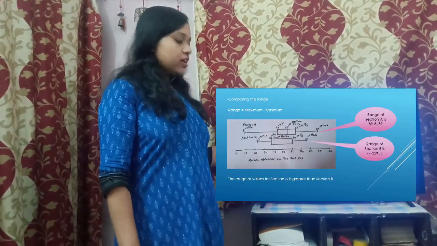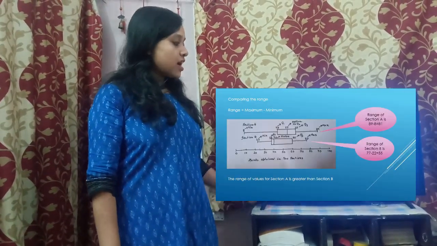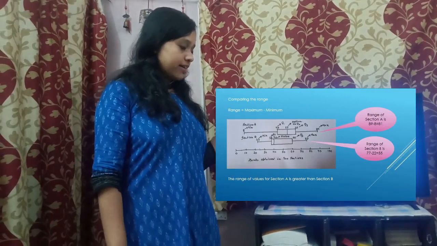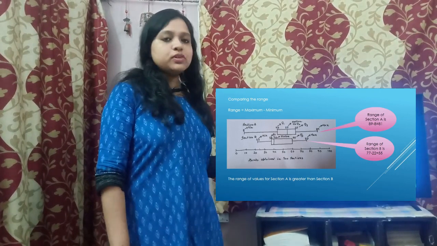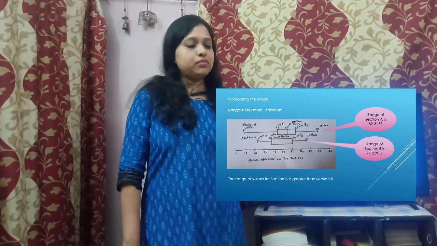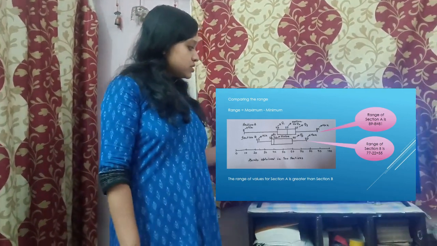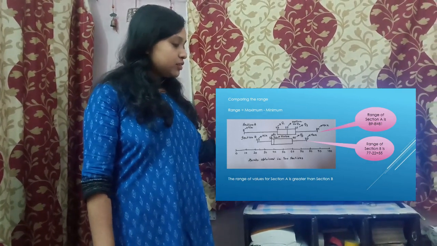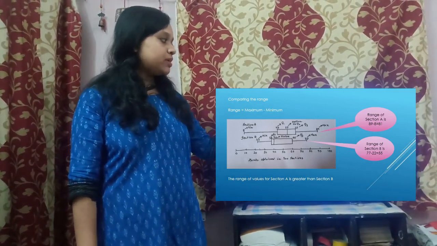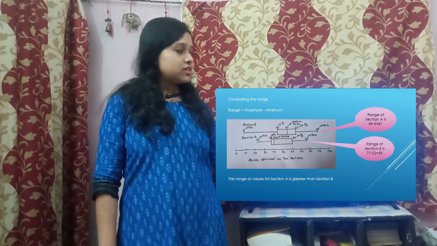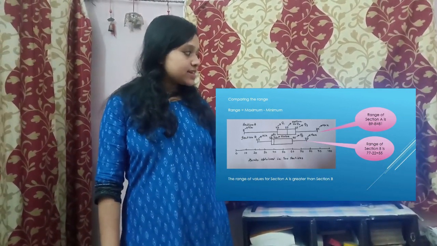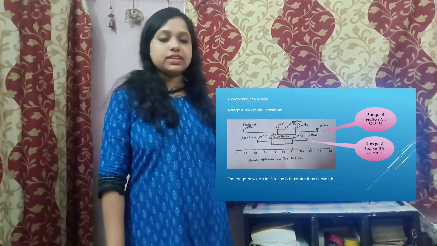Now we will compare according to the range. That is how much the values are spread in the range. Range is actually the difference between the maximum value and the minimum value. So in section A, the difference of maximum and minimum is 81, and for section B it is 55. So it's obvious that section A has a greater range of values than section B.